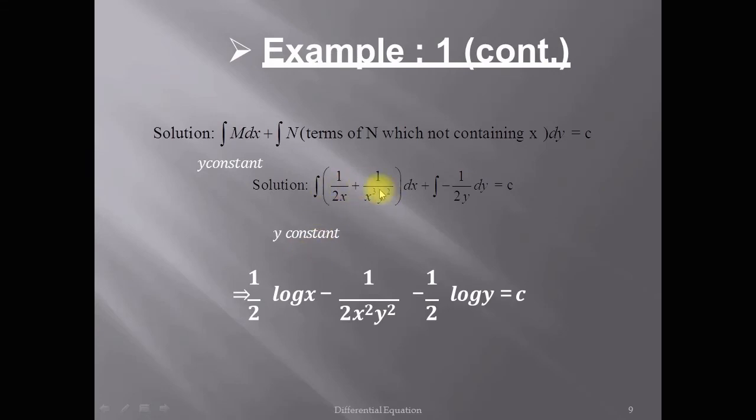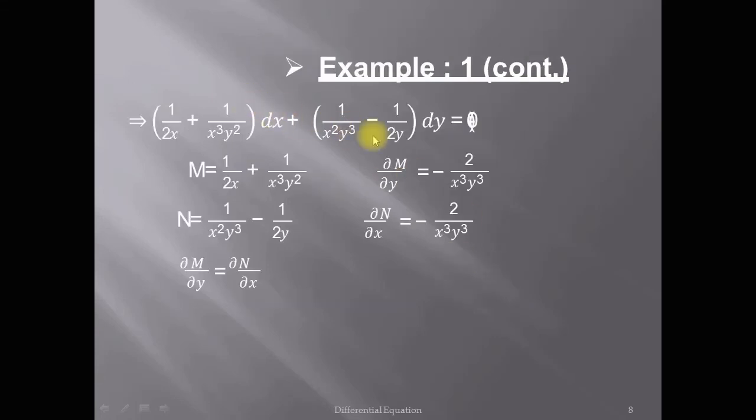So the integration of the M function with respect to x: the integration of 1/(2x) is (1/2) log x, and the integration of the second term is −1/(2x²y²). Then minus 1/2 times the integration of 1/y, which is log y, is equal to c. So this is the solution of the new differential equation.